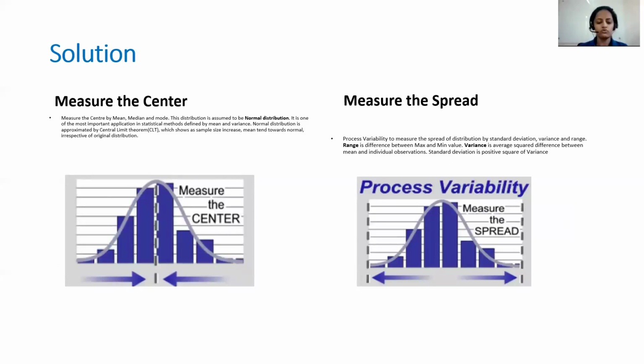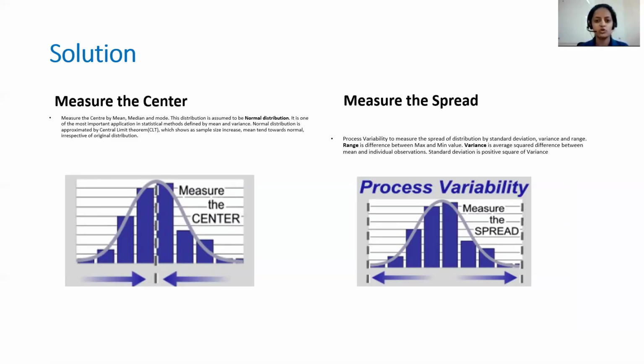So for that, we need to measure the center. Like I said in the previous slide, in the histogram, we can find the center as well as the distribution, the spread of the process. So to measure the center, we should assume the distribution is a normal distribution, and this is one of the important things to consider while measuring the center.